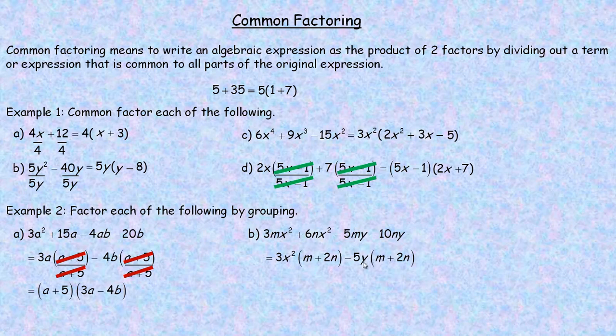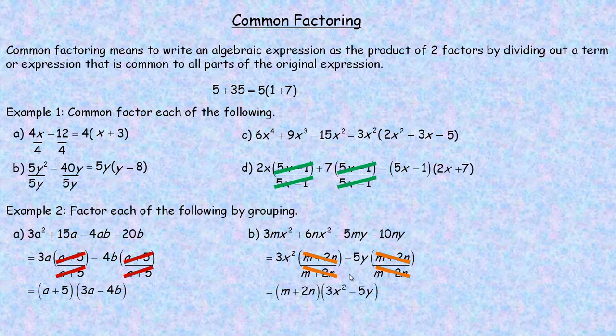And so if we divide negative 5y into this, you get just an m left, and negative 5y into this, negative 10 divided by negative 5 is 2, and the y's divide out, so we're left with just an n. So again, what's in these 2 brackets are the same, so we can factor an m plus 2n out. And so we'd have m plus 2n, and the other factor would be 3x squared minus 5y.